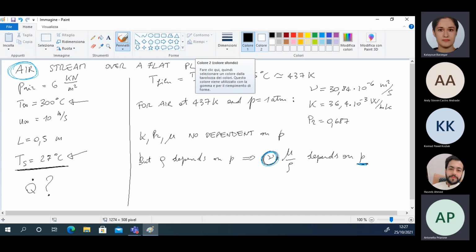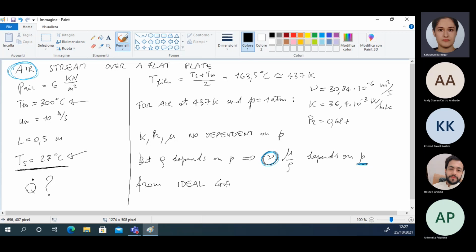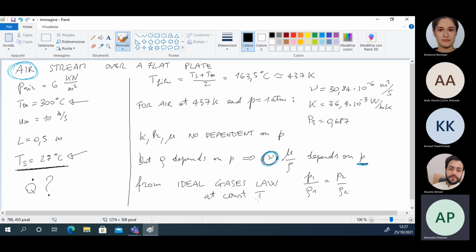okay. I approximate the air as an ideal gas. And I can say that P1 divided by ρ1 is equal to P2 divided by ρ2 at constant T. So for the ideal gas law at constant temperature, the ratio between the pressure and the density is constant.